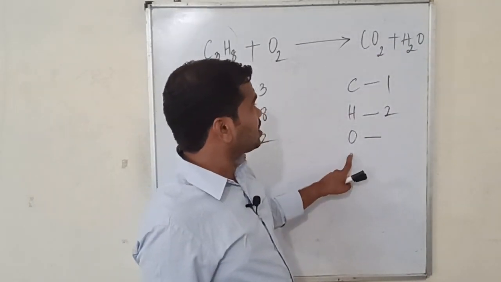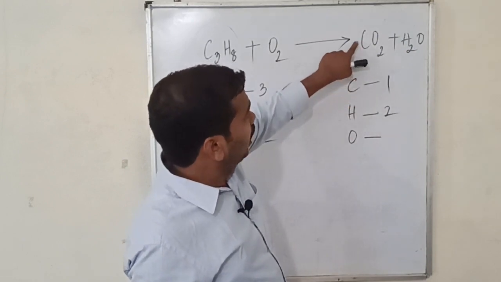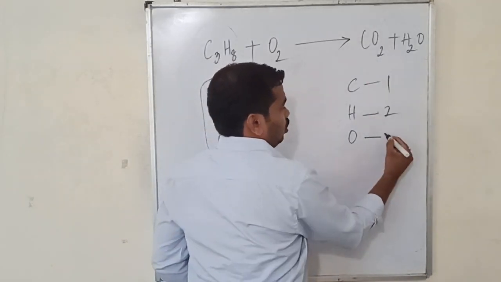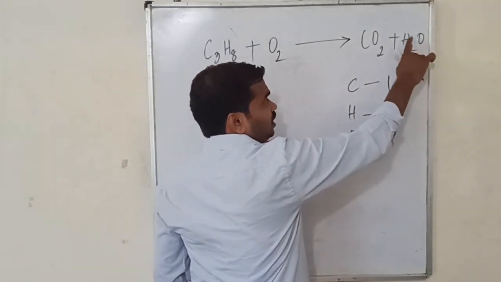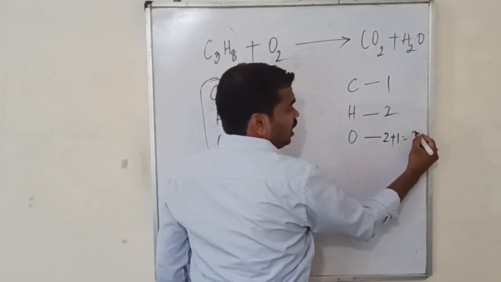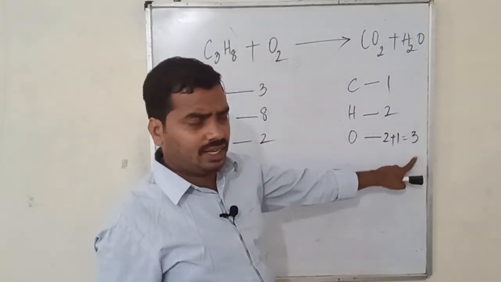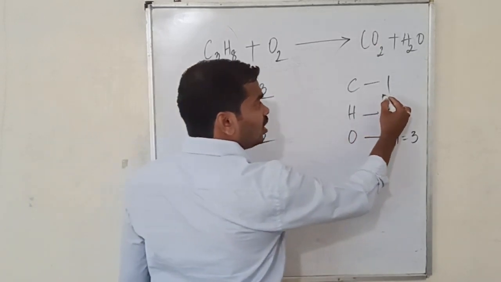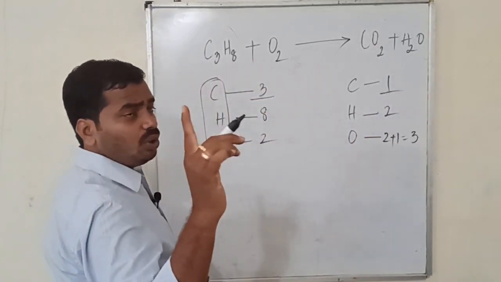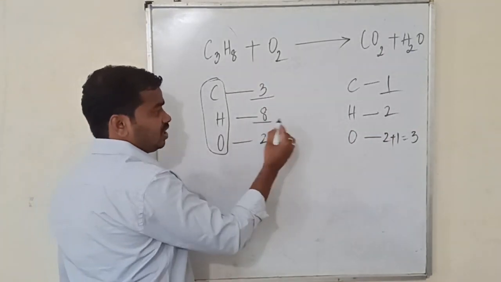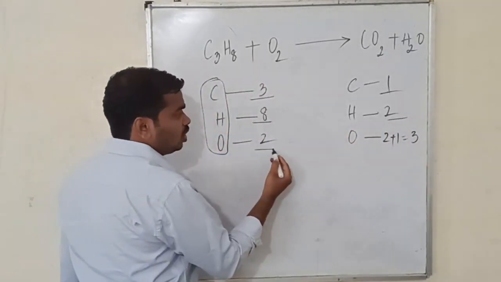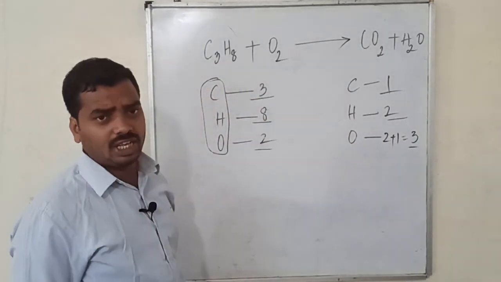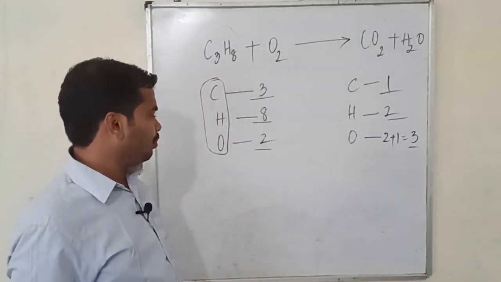Next, you come to oxygen. You see here, 2 into 1. Is there anything written over here? Nothing. 2 into 1 would be 2, plus here 1 into 1 would be 1. So totally, the oxygen count is 3. So you see here there are 3 carbon atoms. Here there is only 1 carbon atom. Here 8, here it is 2. Here it is 3. So it's not at all a balanced chemical equation.